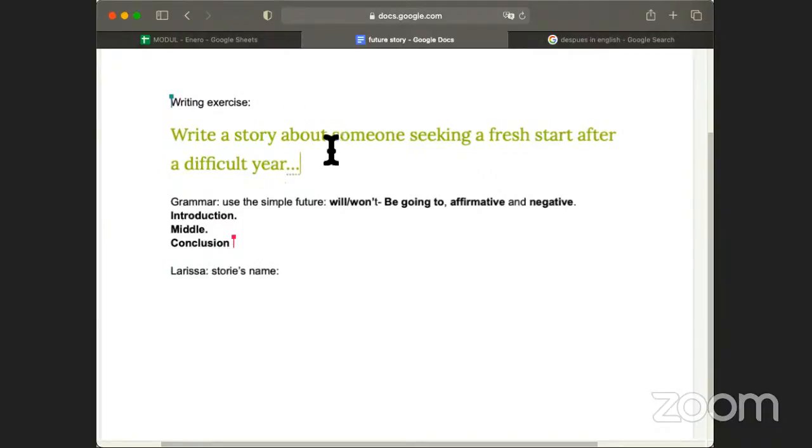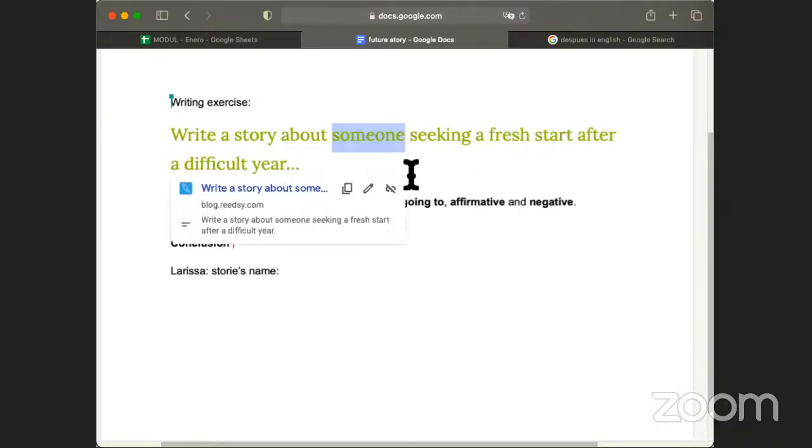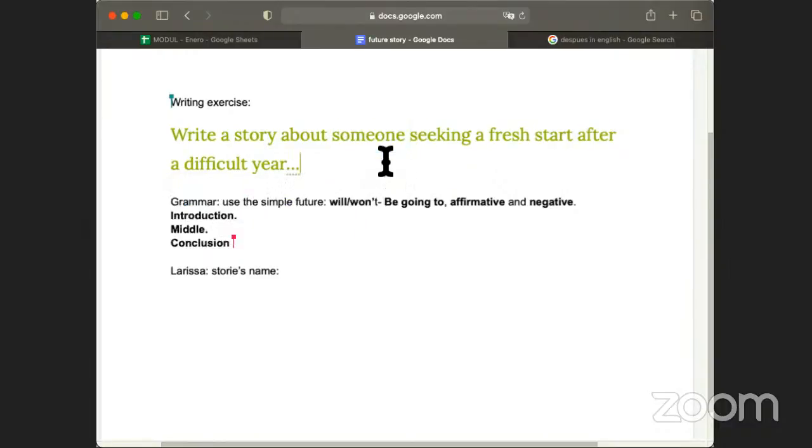Basically here, this is the topic, right? You have to write about someone. It could be anyone, a girl, a guy, a young person, an old person, whoever you want. And what you have to use is the simple future. You have to use will and want in your story, and also be going to in affirmative and negative. You can use it as many times as you need to.